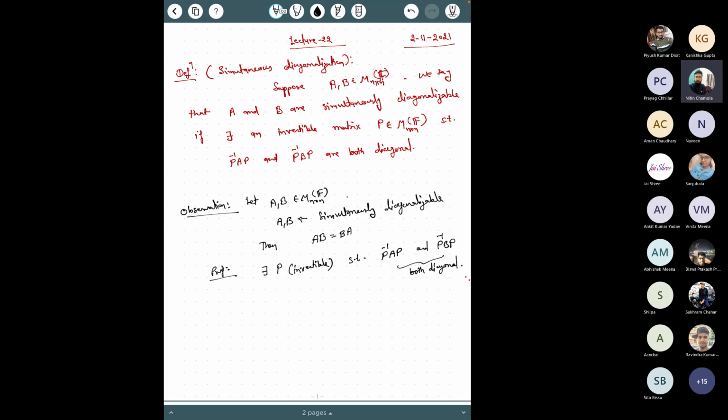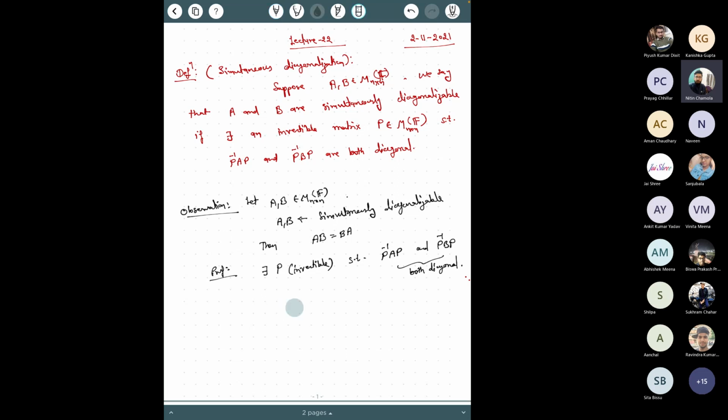Now what you want to show is that AB is equal to BA, but that is not difficult. P inverse AP and P inverse BP are diagonal matrices, and you know that if you have two diagonal matrices, then diagonal matrices always commute. So P inverse AP and P inverse BP both are diagonal, so they commute.